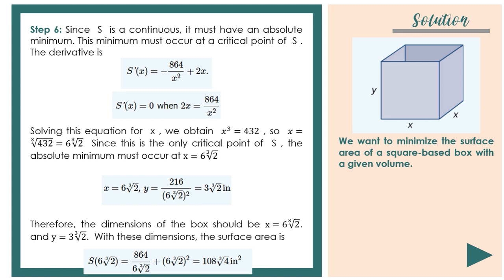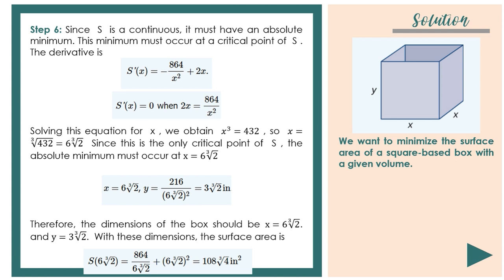Derivative natin will be equal to negative 864 over x squared plus 2x. If i-factor din nato ang aring equation, we will come up with the idea nga if we equate, 2x is equal to 864 over x squared kung i-equate siya sa 0. Solving this equation for x, ma-obtain naton, so multiply naton ang x squared dito, we'll have 2x cubed.